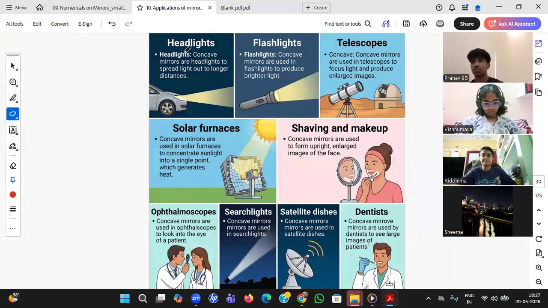Okay, like that. These all are the applications that we generally use in our daily life. So please write the headings: headlights, flashlights, telescope, solar furnaces, shaving and makeup, ophthalmoscope, searchlight, satellite dish. For CBSE you may get it for 2 marks. For SSC Telangana, if you get this for 4 marks, you need to give a one line explanation also, not only headings. Please write only the headings, students.